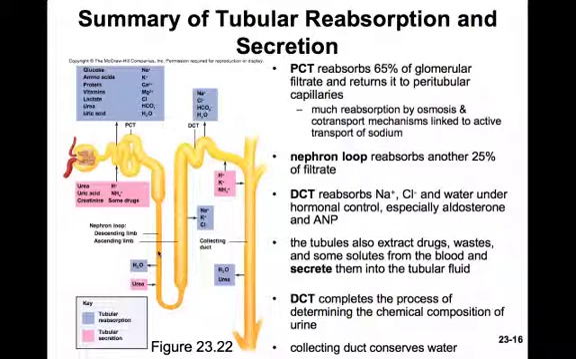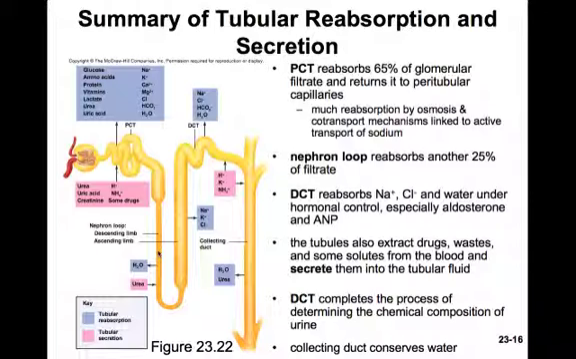Then we have the distal convoluted tubule, where we're reabsorbing sodium and chloride and water follows. This is where we'll have hormonal control that's dependent on various blood volume, and it's going to influence secretion of all the hormones that we've just discussed. We'll also see here that drugs are extracted, waste, some of the solutes from the blood, and they're secreted into tubular fluids. So this is where we get rid of lots and lots of waste products. So the distal convoluted tubule has now completed the processes of determining the chemical composition of urine.